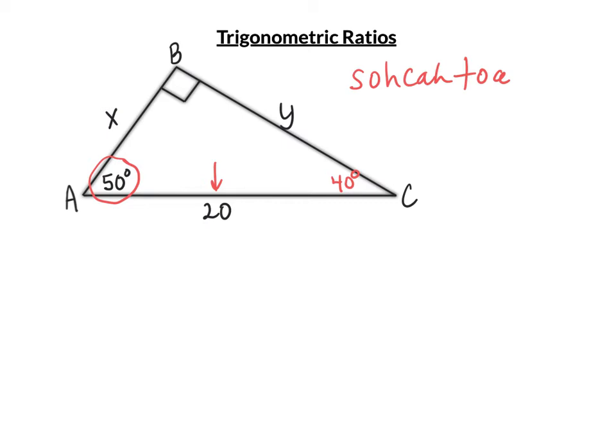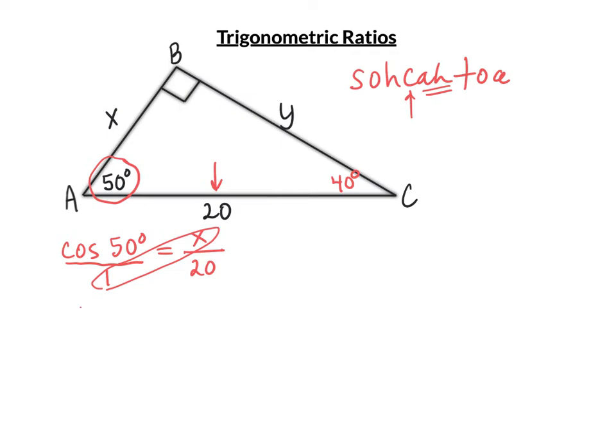Adjacent and a hypotenuse. Cosine is adjacent over hypotenuse. The cosine of 50 degrees is equal to the adjacent x over the hypotenuse, which is 20. The cosine of 50 is a decimal. We treat it like any other number. We'll put it over 1 and we'll cross multiply.